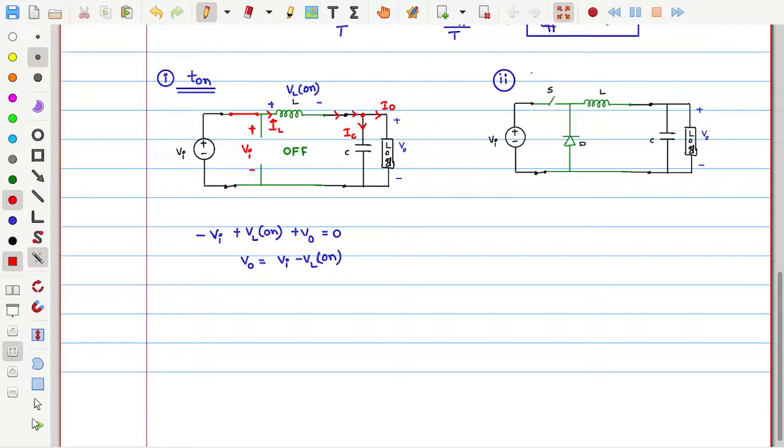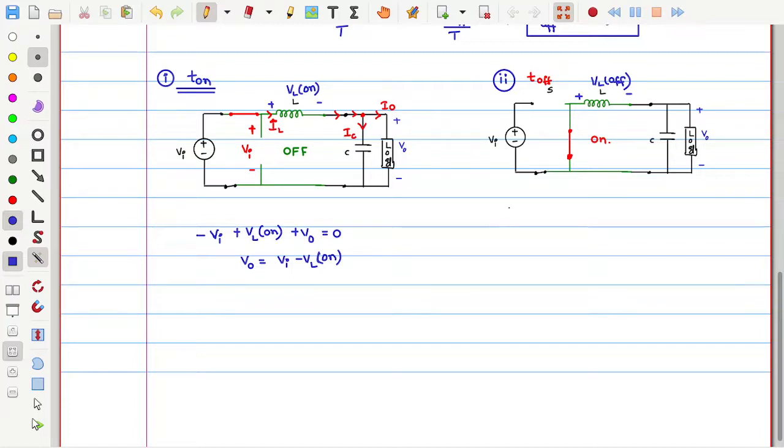So if you see the generalized picture, during the switch on position, the inductor is charging. Next, when the switch is in the off state, it means it is open. Now the diode is going to conduct, so this is going to be a short. The diode is in on state and the switch is in off state. Now see the voltage across the inductor. Let me write it with the same polarity, but now it is in off state, VL off. How much will this off state voltage of the inductor be?